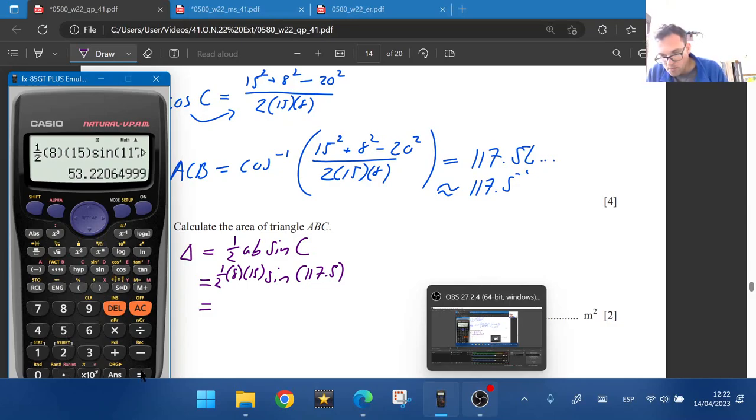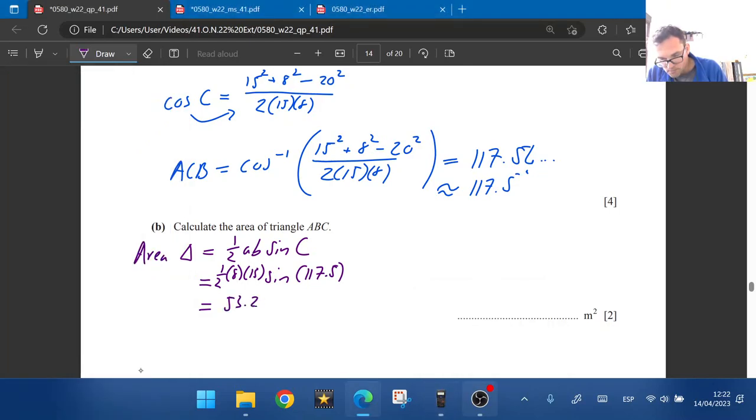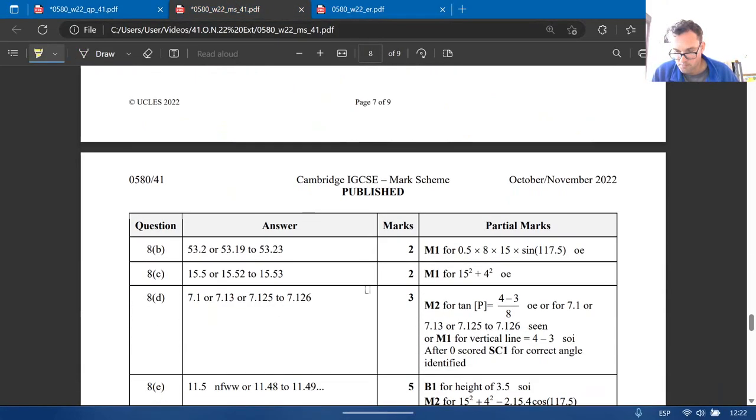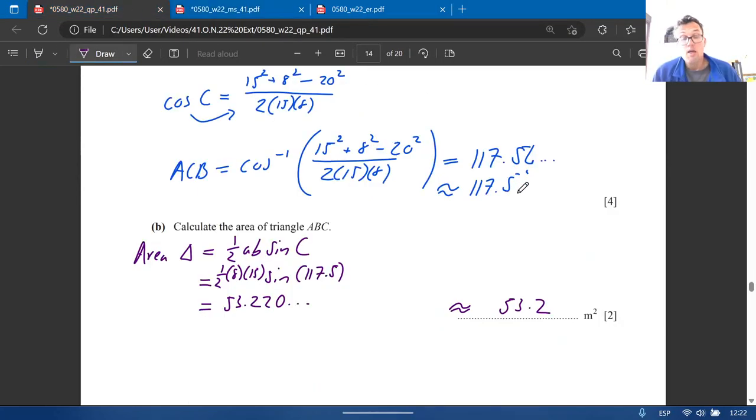And bam, 53.220, etc. To three significant figures, rounded, 53.2. Yep, that's the unrounded answer. There's the formula, or equivalent, meaning you swap the 8 and the 15 around. Beautiful.